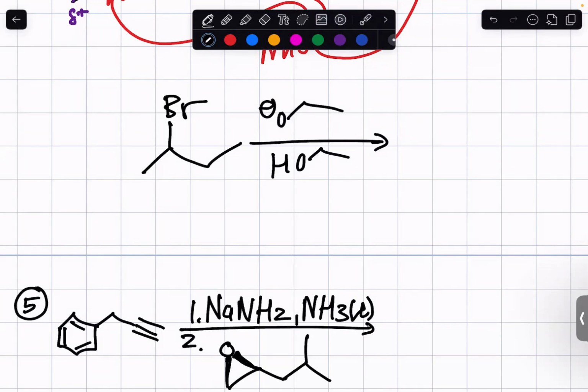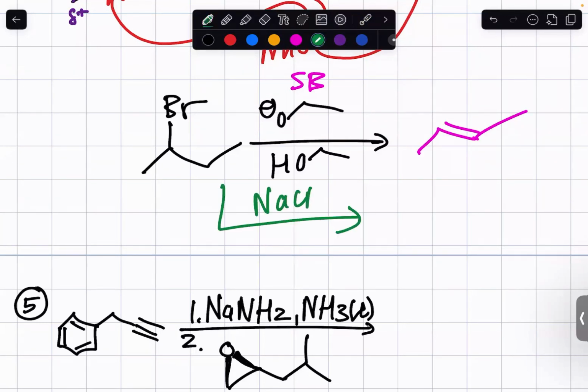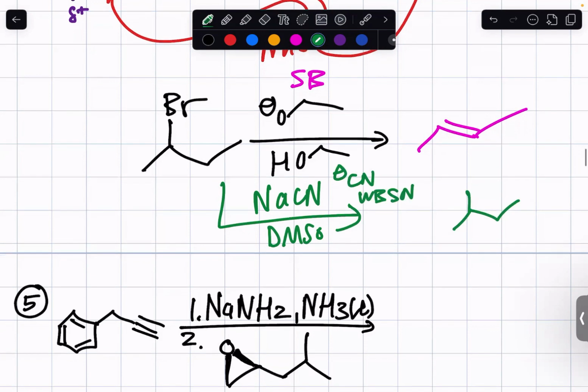E2, right? Because we have a strong base right here. Strong base reagent, so we would get that. But now, what if I told you we had this as a reagent? What would be the reaction? Yeah, it will be SN2 because CN minus is a weak base, strong nucleophile. So we're just going to substitute that secondary haloalkane with CN.